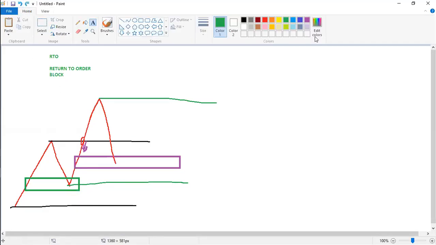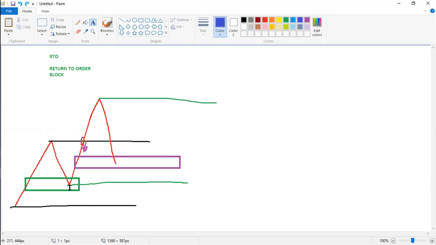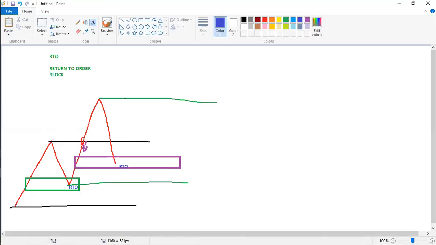So all of this is a RTO. No, let me change the color. This is a RTO. This is also RTO. What does that mean? It means price will return to the order block. Then when price comes back here, you buy. We buy on the order blocks.